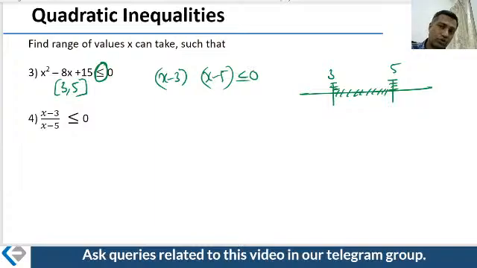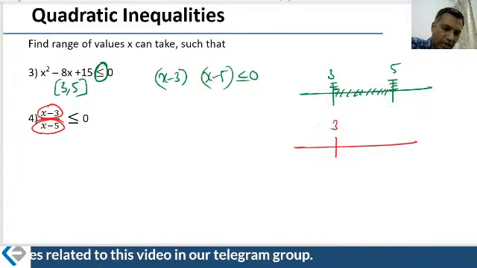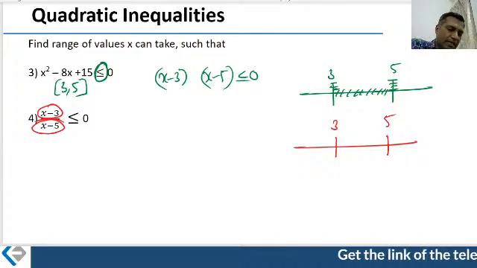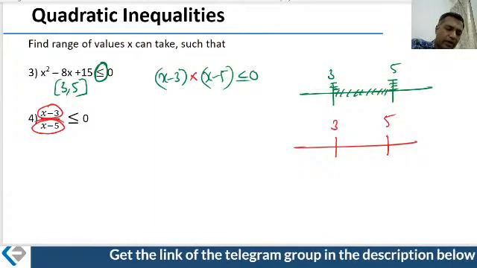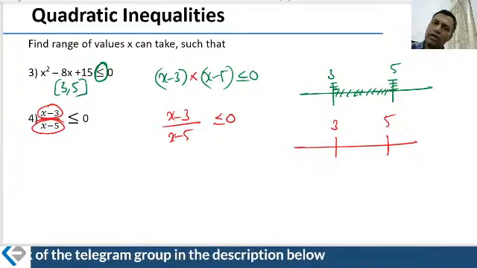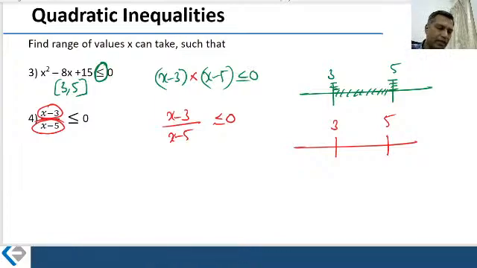Now look at the fourth question. He has already written it: x minus 3 here, x minus 5 here. Let me go to the number line and put the critical points. 3 is a critical point, 5 is a critical point. It need not be x minus 3 into x minus 5; I'm okay with x minus 3 by x minus 5 also. Very good, I have the critical points.